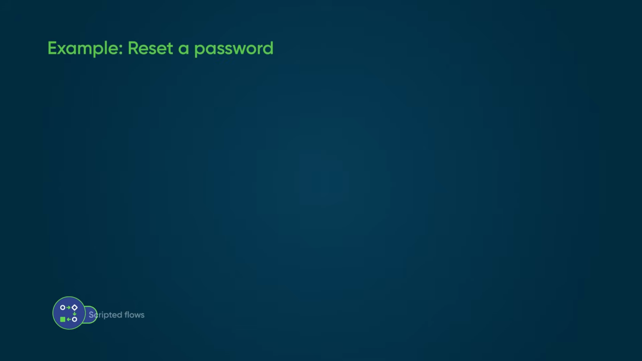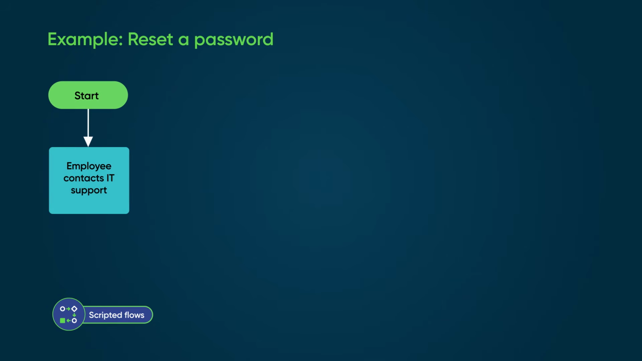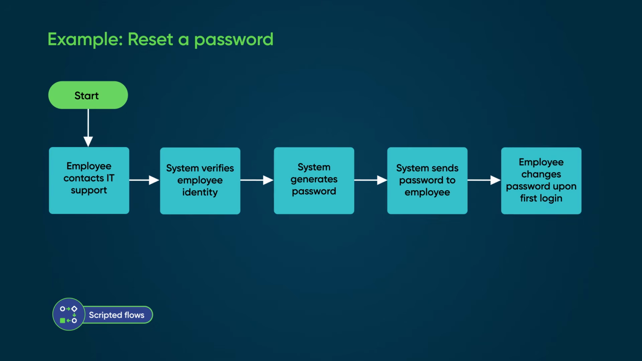For our scripted flow example, an employee needs to reset their password. The process is highly standardized and follows the same steps nearly every time. The employee contacts IT support. The system verifies their identity, generates a temporary password, and sends it to the employee. The employee changes the password upon first login, and the system closes the ticket.